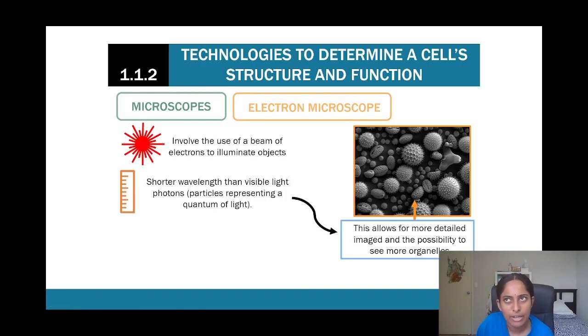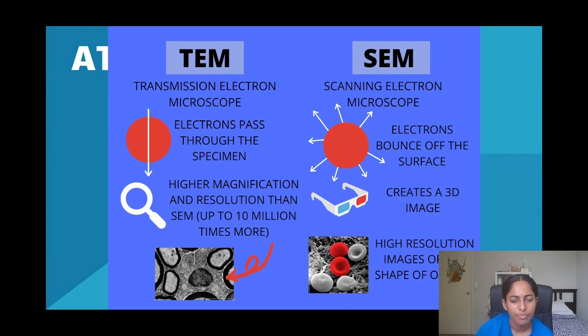And the way that these microscopes, or rather the electron microscope works, is that it pretty much just streams a bunch of electrons, and these electrons pretty much just bounce off, and this just has a shorter wavelength than visible light, and this just enables a more detailed image. Moving on to that, there's also two different types of electron microscopes. There is your transmission electron microscope, as well as your scanning electron microscope.